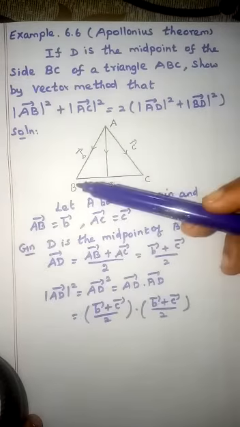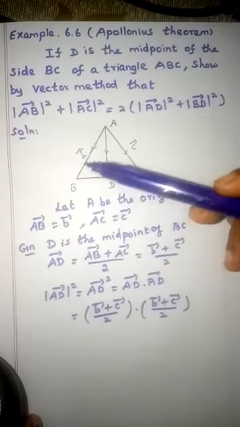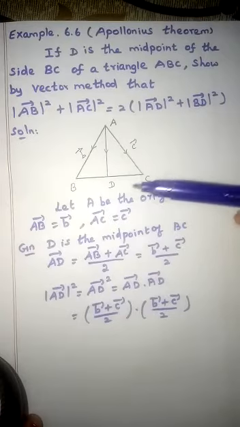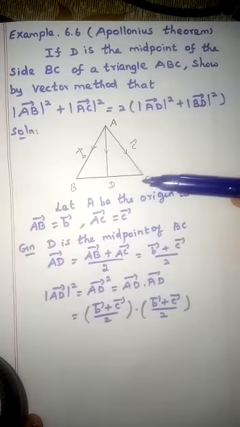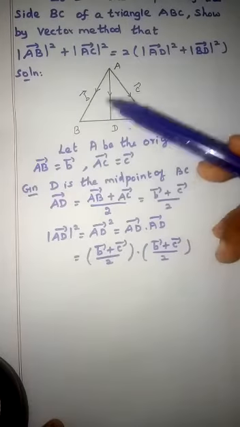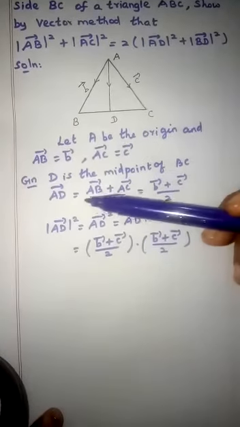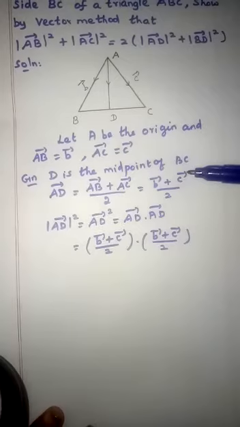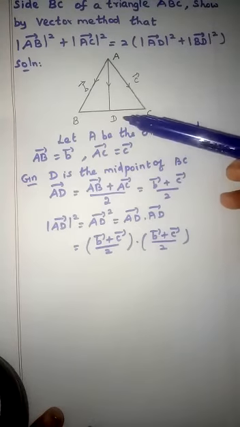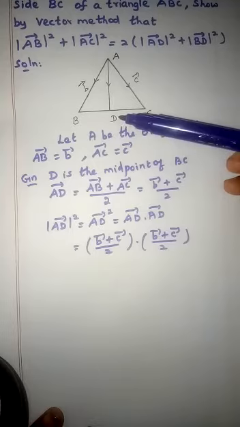Then AB vector, that is the position vector of B, is b vector, and AC vector, the position vector of C, is c vector. D is the midpoint of BC. So let A be the origin, AB vector is b vector, AC vector is c vector. It is given D is the midpoint of BC, so you can find the position vector of AD vector.